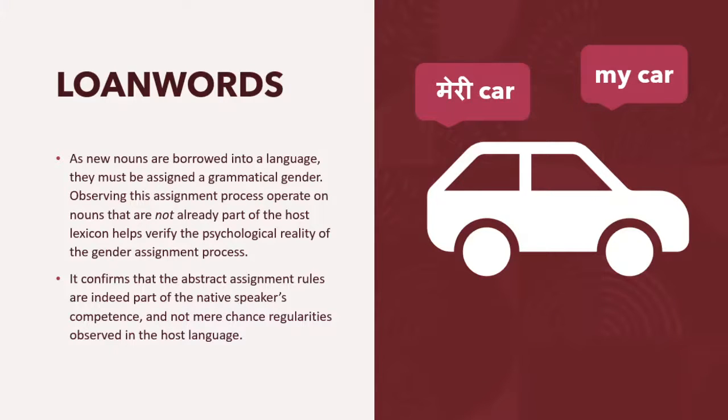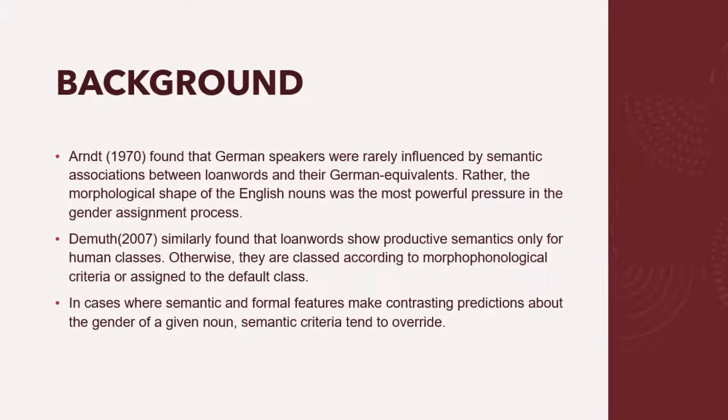Observing this assignment process, which operates on nouns that are not already part of the host's lexicon, helps verify the psychological reality of the gender assignment process. It confirms that the abstract assignment rules are indeed a part of the native speaker's competence and not mere chance regularities observed in the host language. In a study where German speakers were asked to assign grammatical gender to English loanwords, it was found that speakers were rarely influenced by the semantic associations between loanwords and their German equivalents. Rather, the morphological shape of the English nouns was the most powerful pressure in the gender assignment process.